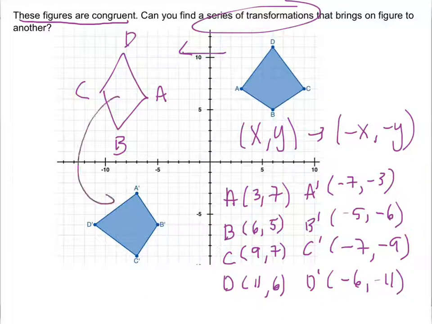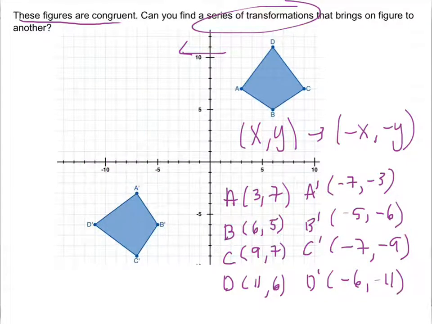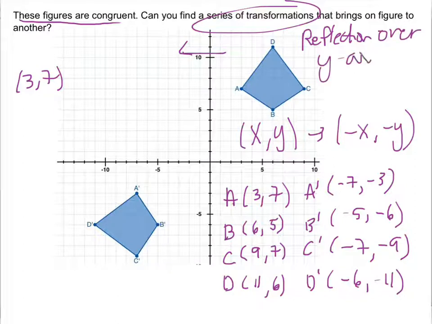If I rotated it 90 degrees after that, A would become there, B would rotate 90 degrees, be there. Okay, let's try to do that with what we know about the coordinates. Let's just try one of these coordinates. Let's try 3, 7 first. What I'm suggesting is reflection over the y-axis and then a 90-degree counterclockwise rotation.